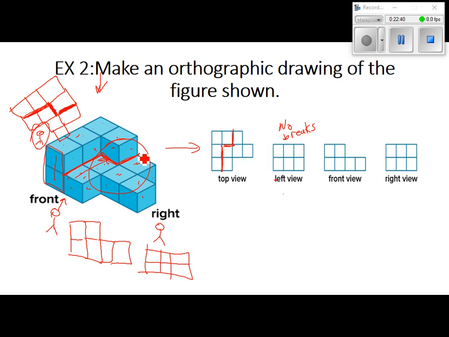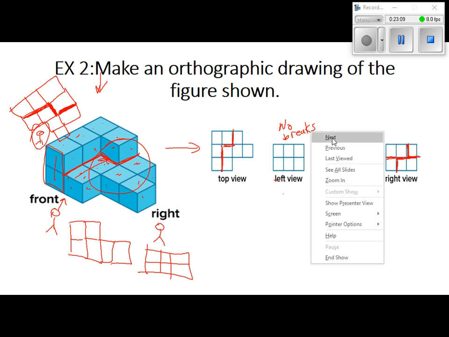And then the right view, there's going to be a break. If I'm looking at it from the right here, it looks like there's going to be a break here. And here. And maybe here. And here. And across here maybe. I'm hoping that's sort of right.